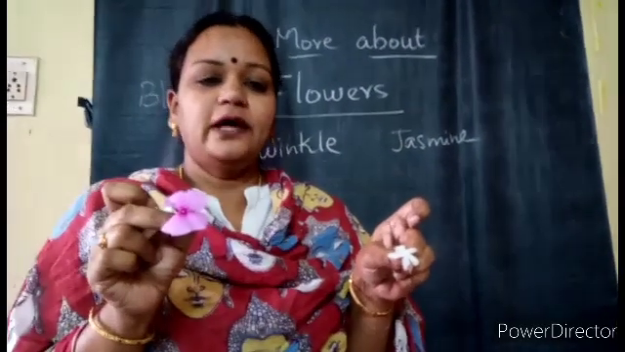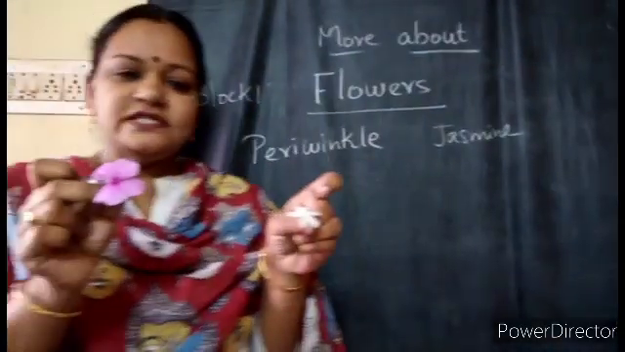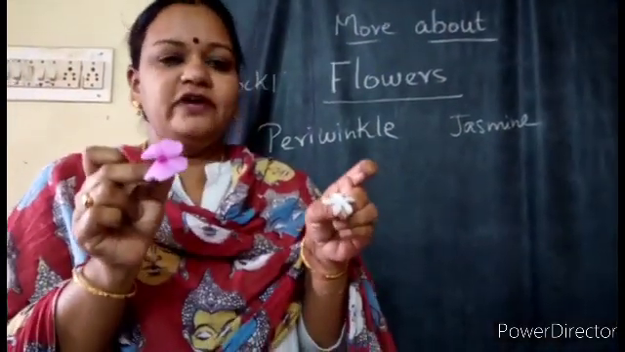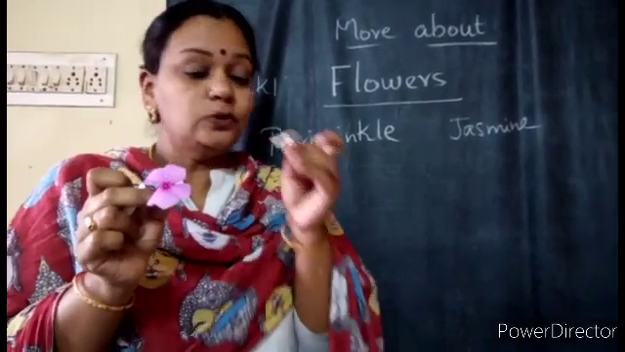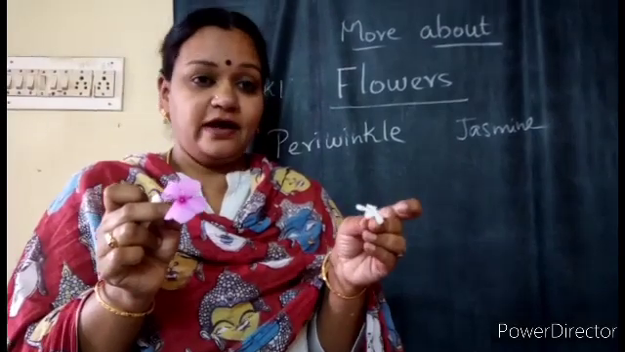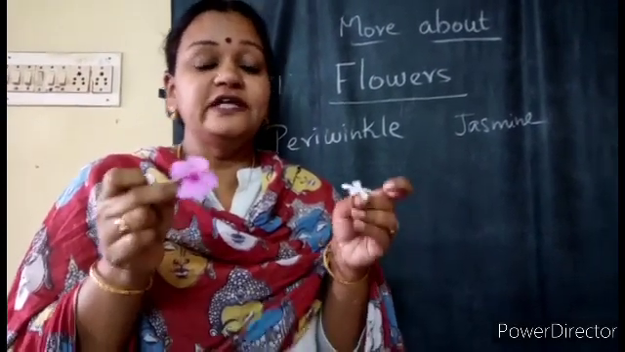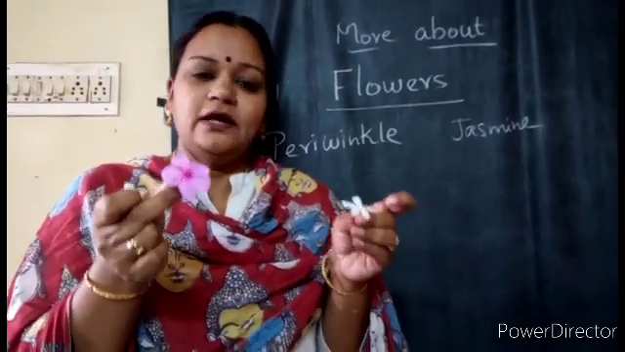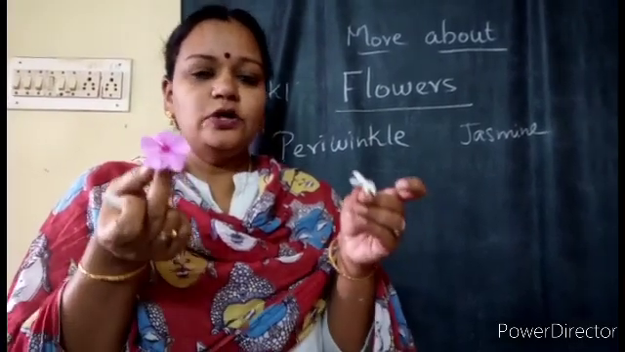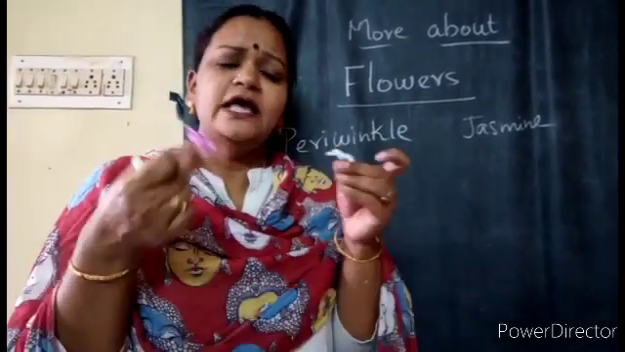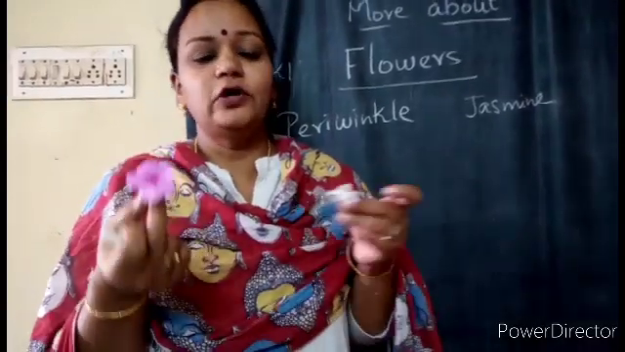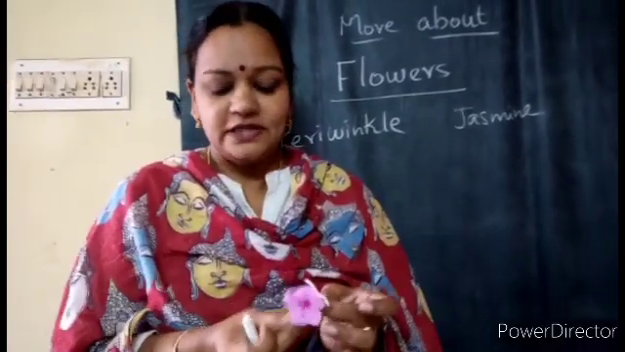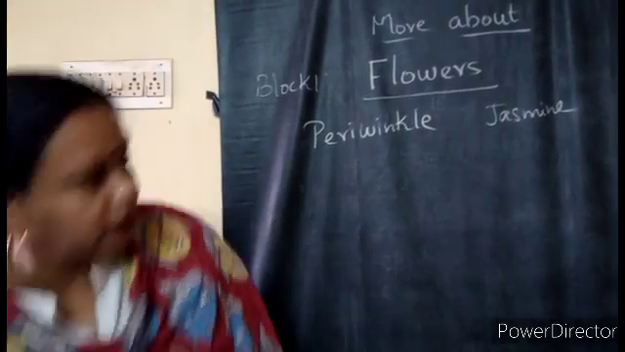How are they differing? Are they having the same color? No, they have different colors. They have different sizes. And also jasmine has a nice fragrance. So flowers differ in many ways. Just as an example, I have shown you periwinkle and jasmine. Each and every flower, if you take a group of flowers, will differ from one another in many ways. That's what we are going to learn today.